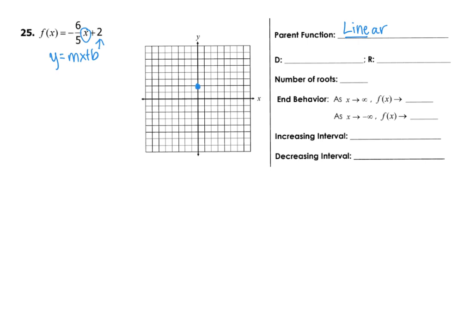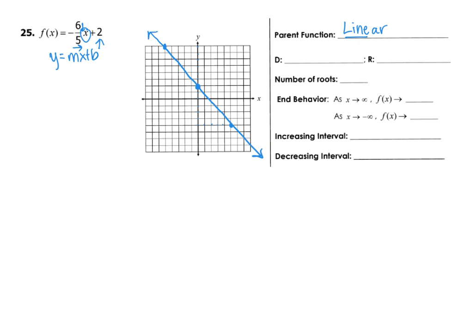Negative 6/5 is my slope. It means to go down 6, right 5. So 1, 2, 3, 4, 5, 6, and 1, 2, 3, 4, 5. Plant a dot. I can go back to my starting point and go up 1, 2, 3, 4, 5, 6, and left 5. Okay, so notice we do have a nice diagonal line.